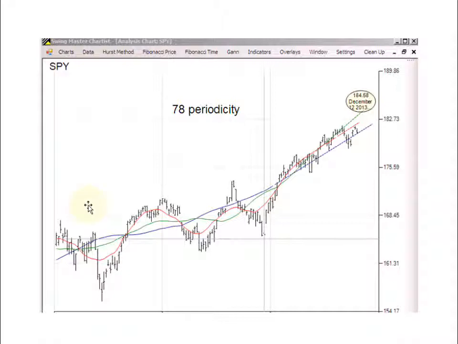One of the motivations for shorting the market was the 78 periodicity, which is fairly short term and good enough to use, I believe, for short swing trades if you're going to be trading intraday data. And the projections came out a tad high on price, but I think they're spot on time-wise.